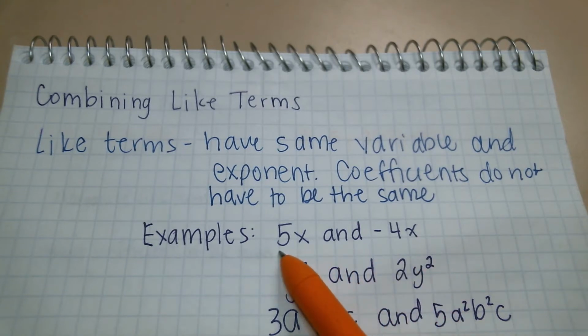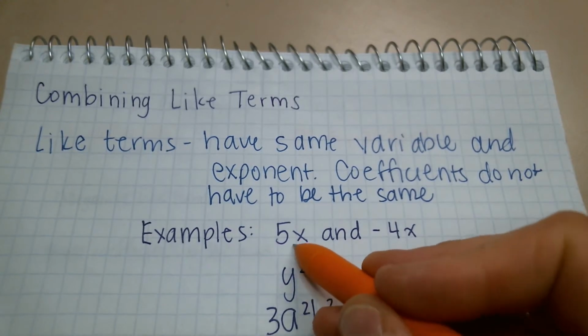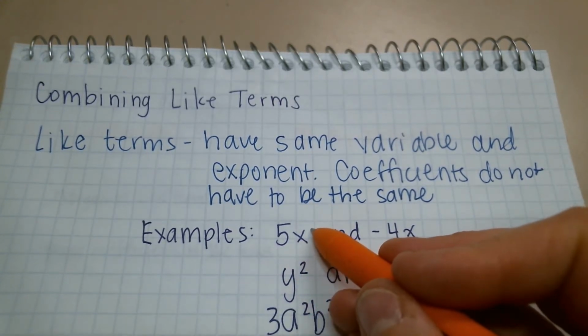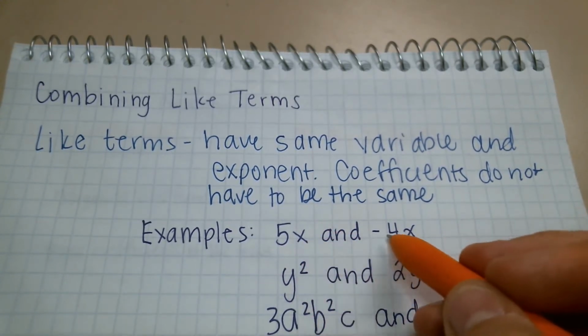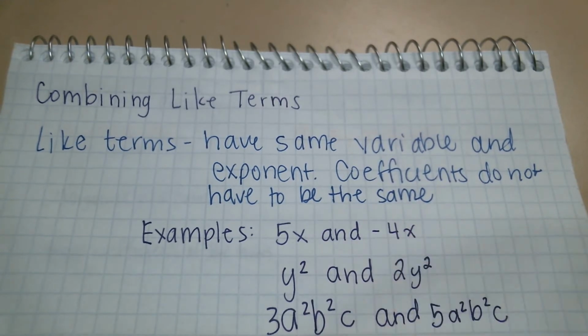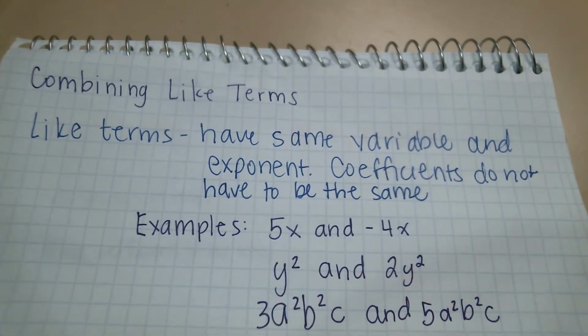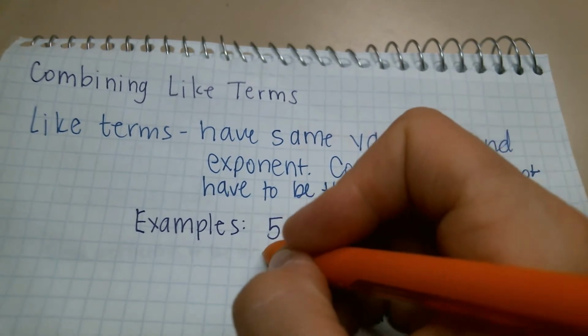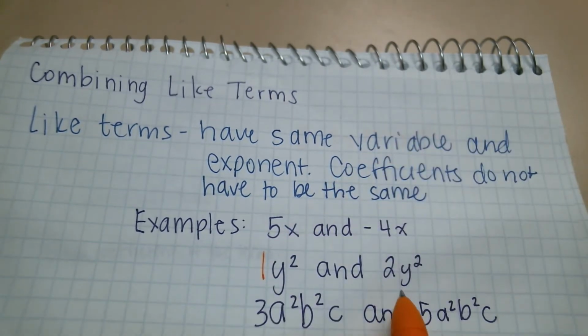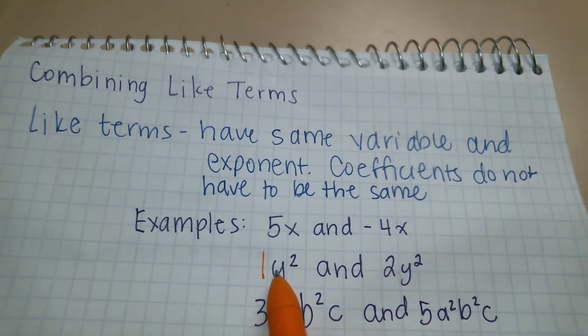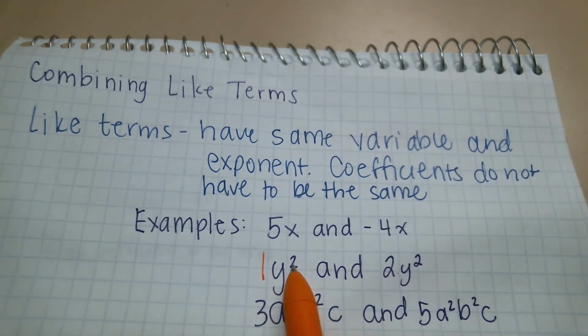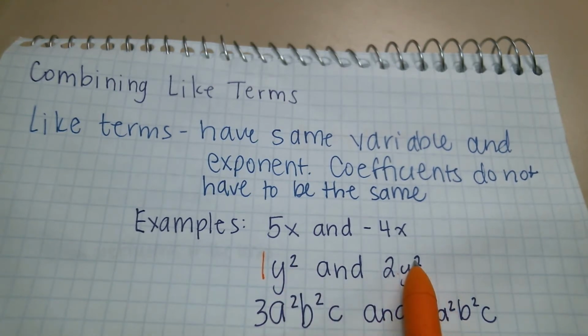So I'm not looking at the coefficients 5 and negative 4. What I want to look at are the variables and the variable's exponents. So if the variable and its exponents are the exact same in both of the terms, then they are like terms. So another example would be y squared and 2y squared. Y squared has a coefficient of 1, even though it's not written, and 2y squared has a coefficient of 2, but that's not what makes them alike. What makes them alike is that the y and the exponent 2 matches this y and this exponent 2.